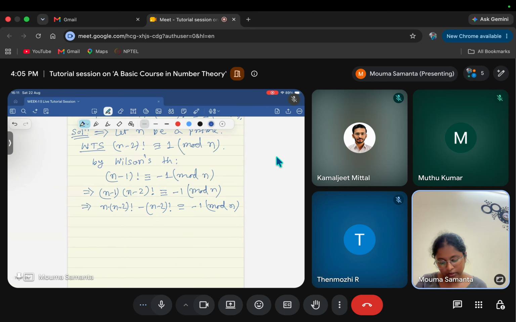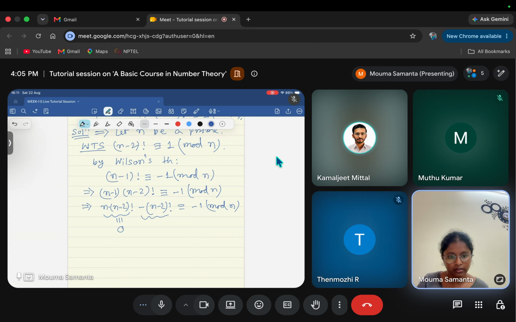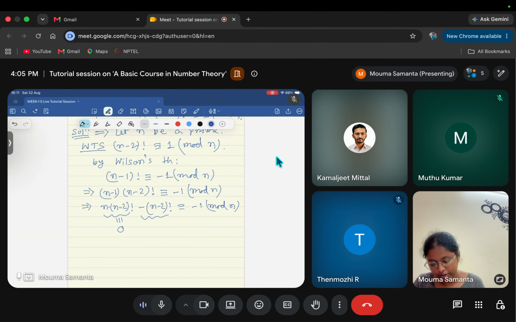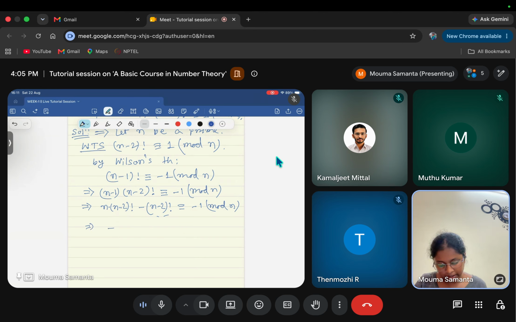Now this term is congruent to what under mod n? 0. And this term is congruent to minus 1, minus n minus 2 factorial. So what will we get then? We are getting minus n minus 2 factorial. This is congruent to minus 1 mod n, and multiplying both sides by minus 1 we will get n minus 2 factorial is congruent to 1 mod n.